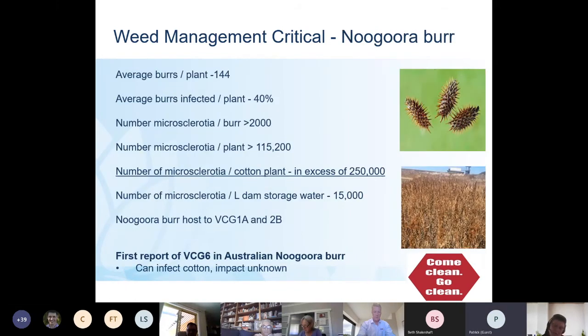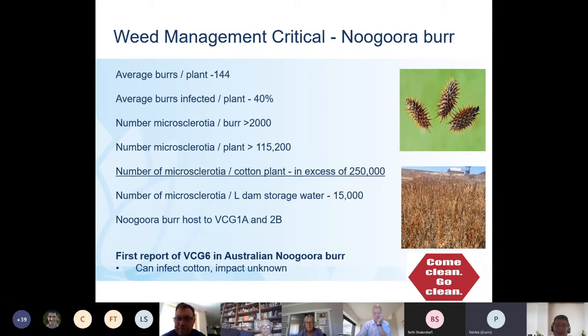As Linda said, I've been doing some work with Noogoora burr. Now, the average number of Noogoora burrs per plant is around 144. Please have a look at this photograph on the bottom right. This is inside a storage dam on a cotton farm. I don't know that I need to really emphasize how many plants are inside this storage dam.